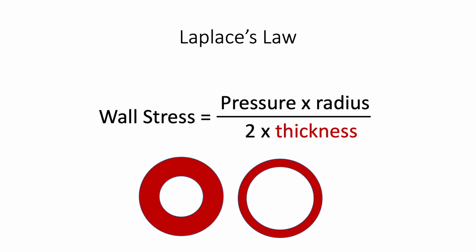And if you increase the thickness of a ventricle, so a thicker myocardium, you're actually going to have less wall stress because it's inversely related. And so a thicker myocardium is actually an adaptive response to increased wall stress, and so it will actually decrease your myocardial oxygen demand. So patients that have uncontrolled hypertension will develop thicker myocardium to reduce the amount of wall stress.